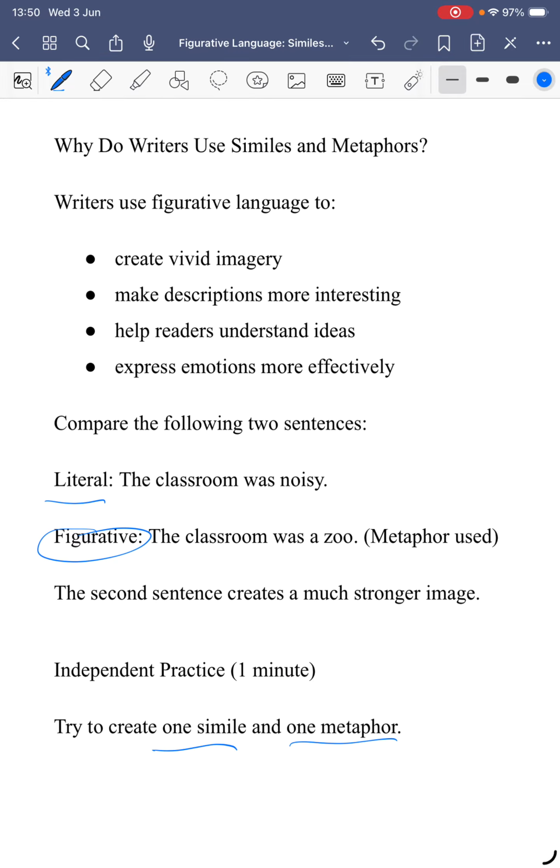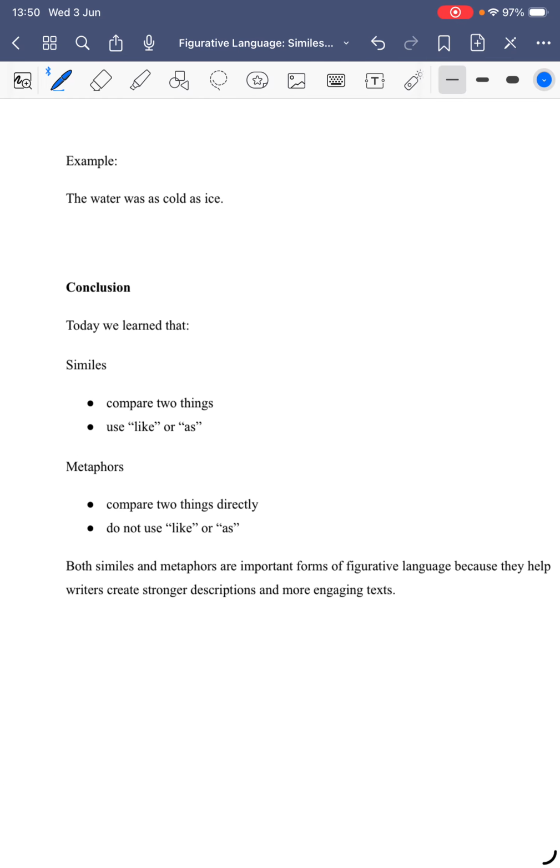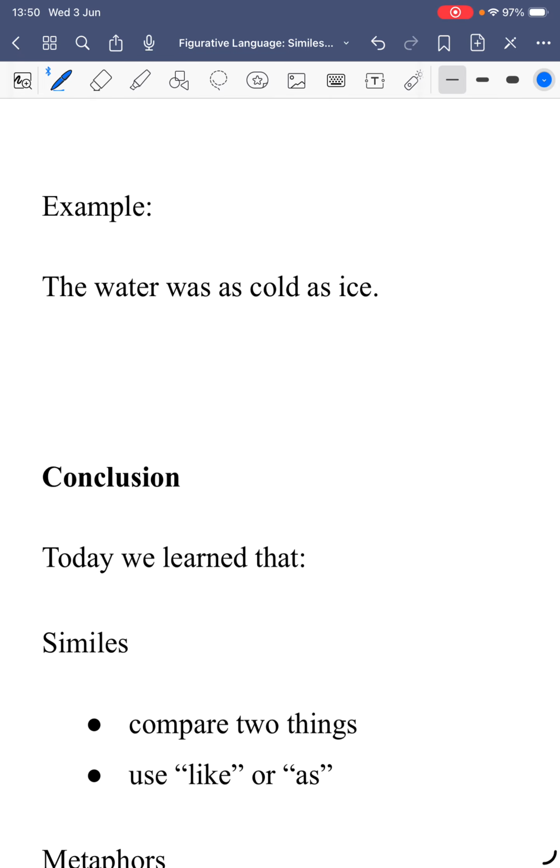And now I would like to leave it to you. Try to create your own simile and metaphor on your own time. You can pause the video. Yep, I'm going to move on. I have one more example here. The water was as cold as ice. This is just trying to say that the water was so cold.